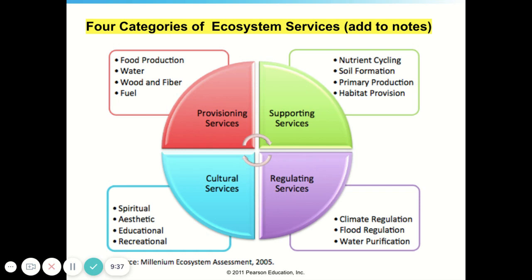Supporting services underpin almost all other services. Ecosystems provide living spaces for plants or animals. They also provide or maintain a diversity of different breeds of plants and animals. So that would include those large-scale processes like nutrient cycling, soil formation, primary production, and habitat provisioning. So none of these others could exist without them.